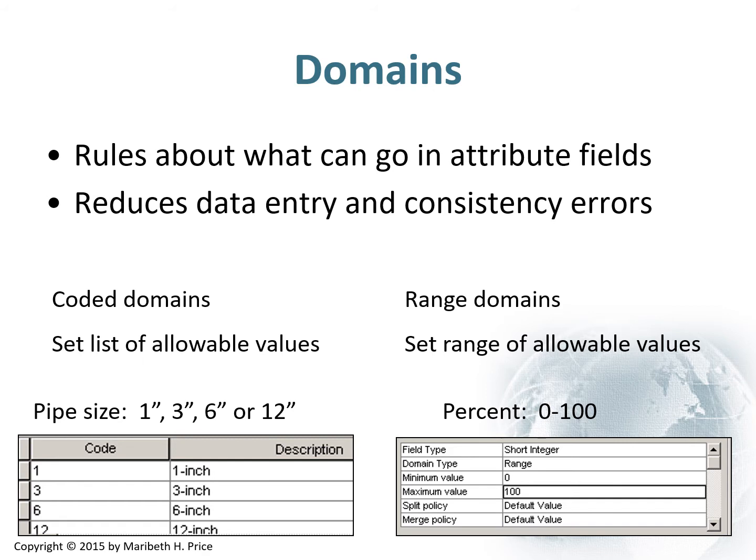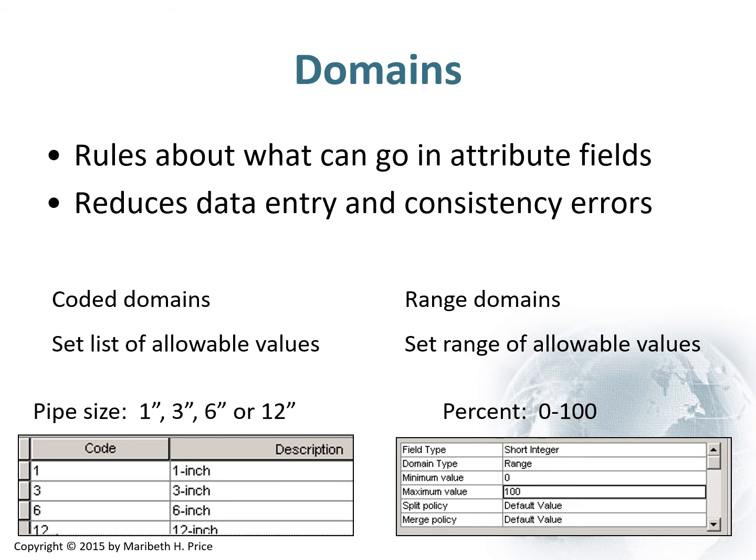Domains are literally just rules about what can go into an attribute field. And the purpose of this is to reduce data entry and consistency errors. Domains basically have two flavors, coded and range. Coded is a situation where you only have certain answers that are allowed, and those answers are expressed in terms of a code, like a simple number like 1, 3, 6, and 12, and a corresponding description like 1 inch, 3 inch, 6 inch, and 12 inch that relates that simple code into a more meaningful piece of information.